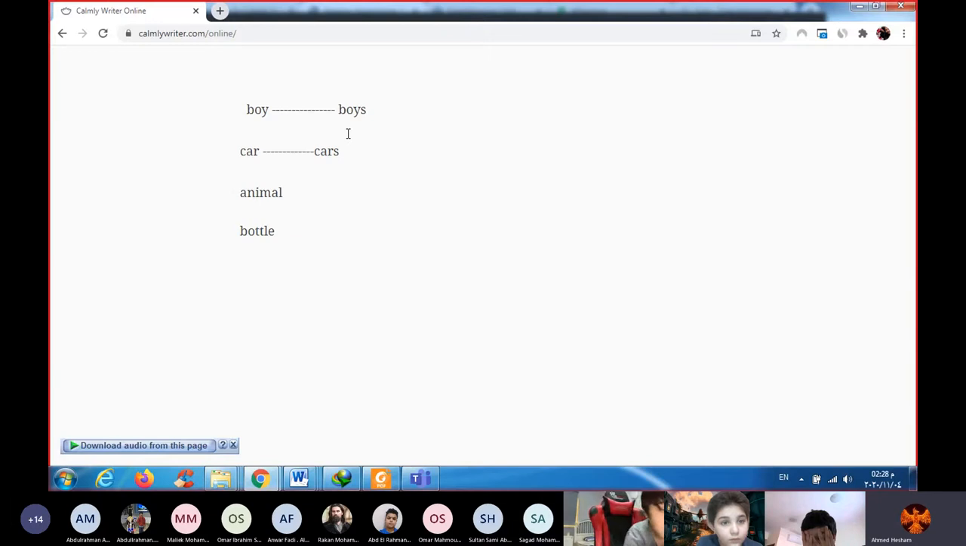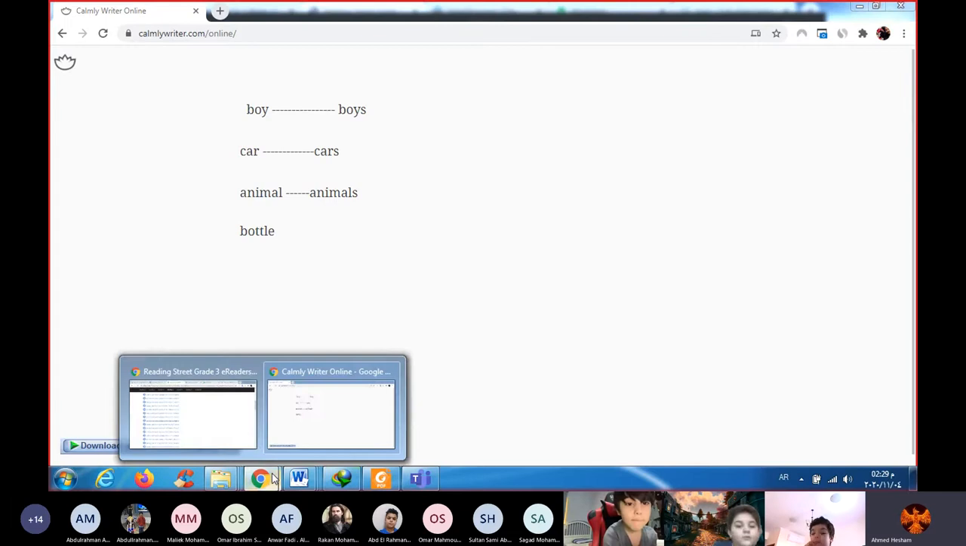Okay, and what about this? What about animal? Animal means there is only one animal in front of us. Let's say that's an example, not real. That's one animal. If you want to make it plural, we have to add S, because animals means more than one animal. Plural means more than one thing. So we will add S. Okay, animal. So is it correct, sir? Yeah, correct. Okay, nice.